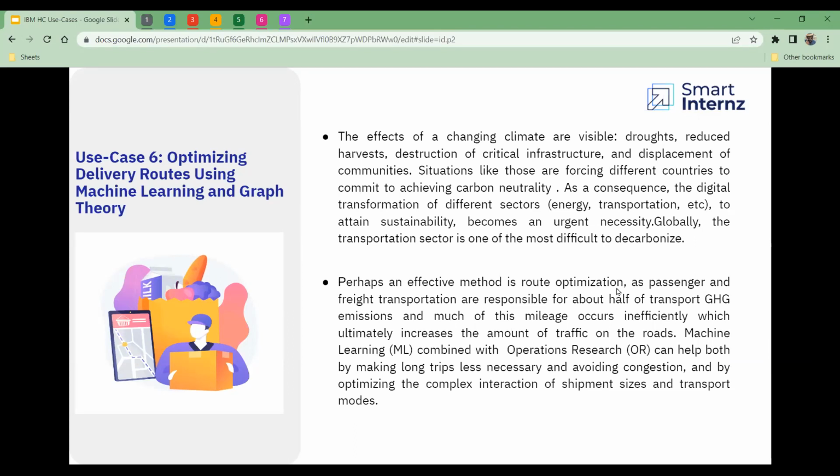There are different types of graph theories, and by using machine learning we can develop more advanced delivery routes. Okay, so yeah, that's what we can use.